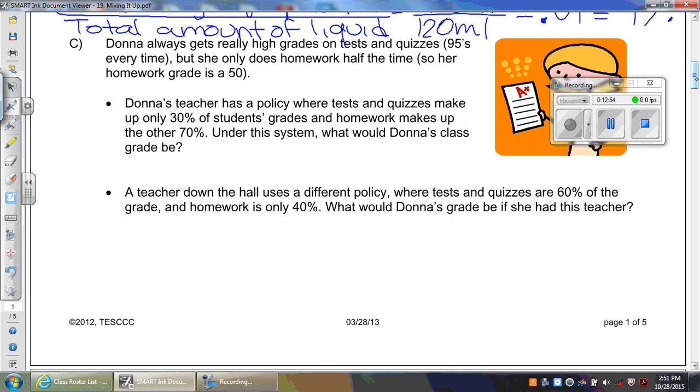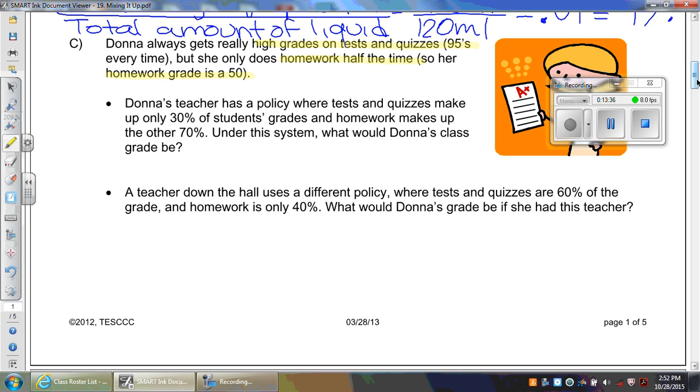Okay, let's look at the next problem. Who would like to read it? Okay, Javier, thank you. Go ahead. Donna always gets really high grades on tests and quizzes, 95 every time, but she only does homework half the time, so her homework grade is 50. I know some people like that. Donna's teacher has a policy where tests and quizzes make up only 30% of students' grades and homework makes up the other 70%. Under this system, what would Donna's class grade be?